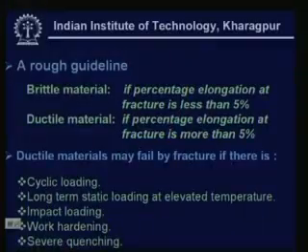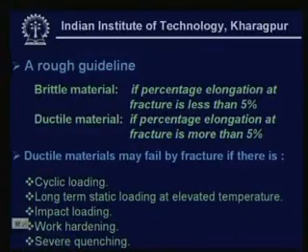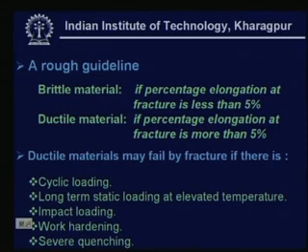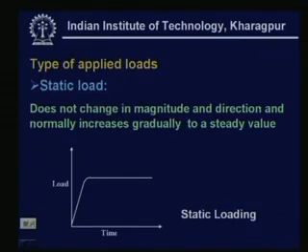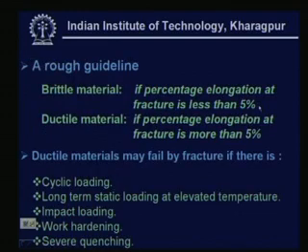which is a brittle material, what is a ductile material? Then you can see a rough guideline. If percentage elongation at fracture is less than 5%, then we consider this to be a brittle material, and ductile material, what we understand is that the percentage elongation at fracture is more than 5%.